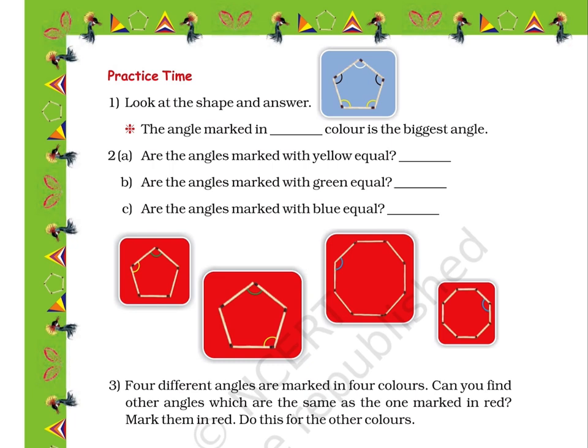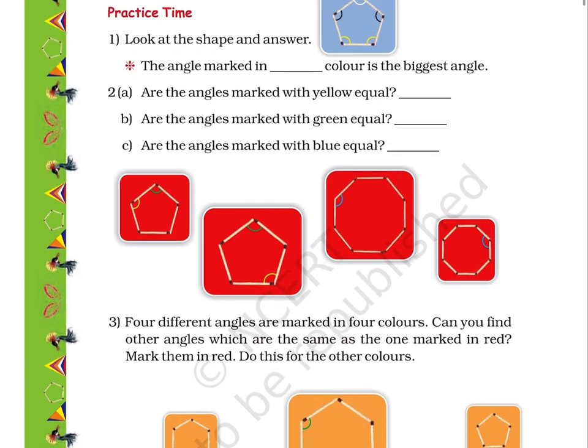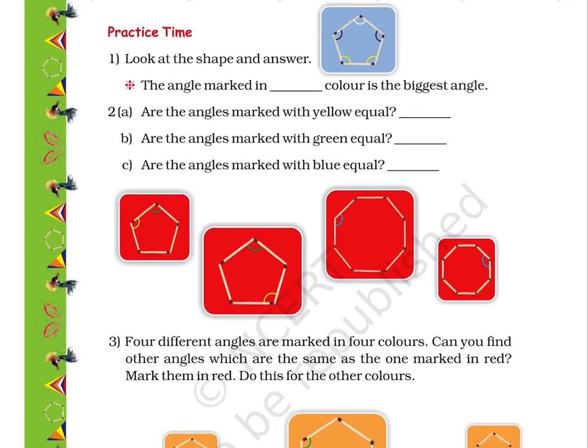2. A. Are the angles marked with yellow equal? Dash. B. Are the angles marked with green equal? Dash. C. Are the angles marked with blue equal? Dash. Below the question we have 4 pictures, 2 of pentagon and 2 of octagon. All the pictures have different angles marked in different colors.